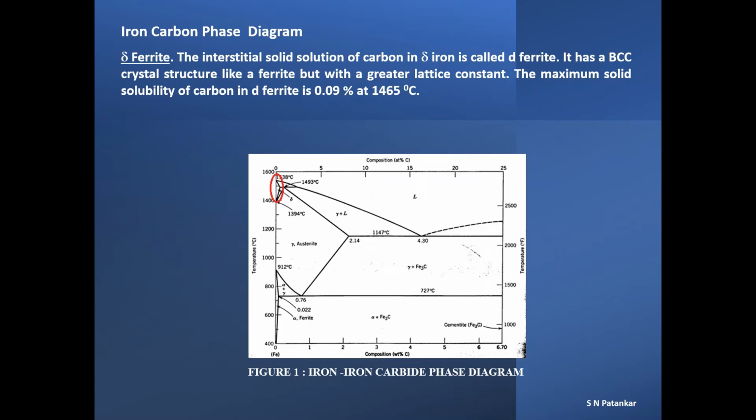Like the alpha ferrite phase, the delta phase also has a BCC structure. The interstitial solid solution of carbon in delta iron is called delta ferrite. It has a BCC crystal structure like alpha ferrite but with a larger lattice constant. The maximum solid solubility of carbon in delta ferrite is 0.09% at 1465 degrees C. And like the alpha ferrite phase, single-phase delta ferrite occurs along a region adjacent to the temperature axis in the extreme left. The area circled in red at the top of the temperature axis on the left is where you will come across the single-phase delta ferrite region in the iron-iron carbide phase diagram.